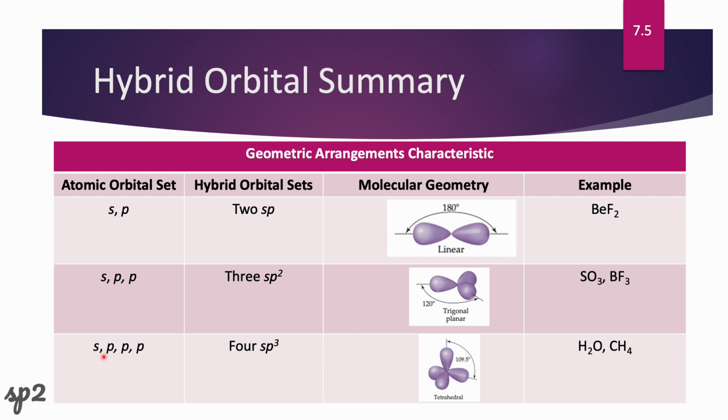Then we have the s, p, p, and p, which is the sp3, and that would give us four sp3 hybrid orbitals. That's what we have for tetrahedral molecules, something like water or even methane. So keep that in mind: the number of atomic orbitals is always the same as the number of hybrid orbitals. So if you start with two atomic orbitals, we're always going to get two hybrid orbitals.